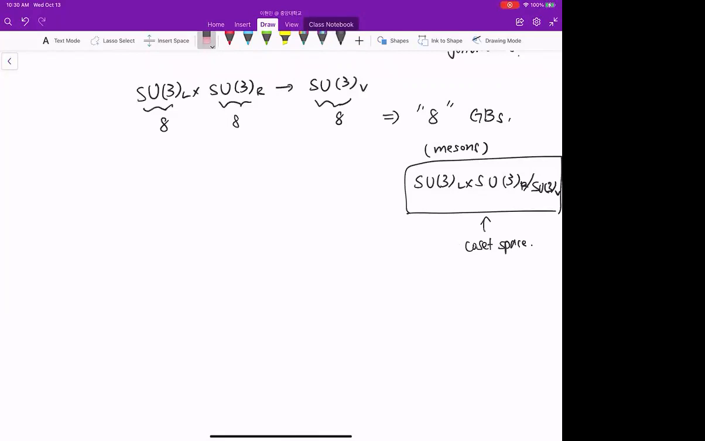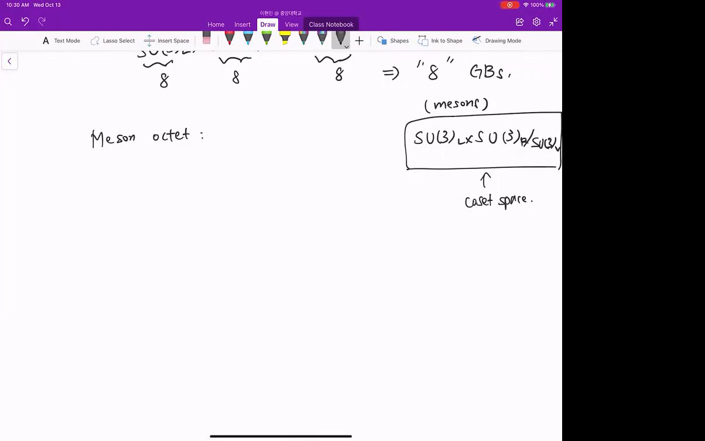So then, how to describe the Goldstone bosons, the mesons: the meson octet, sigma, this field. And F here is the meson decay constant. We call this a decay constant because the decay rate or lifetime of the meson depends on this parameter F. F has dimension one.